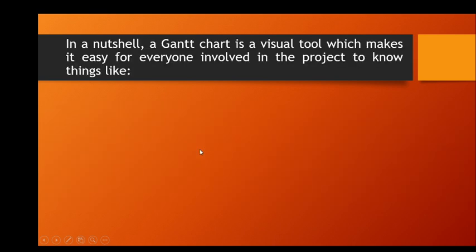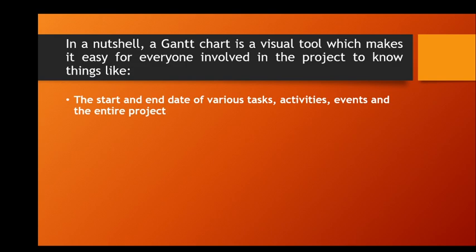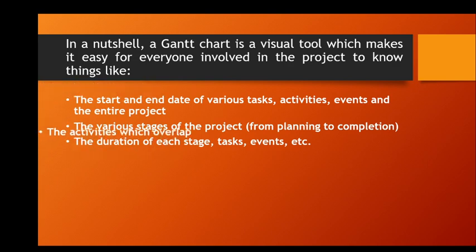Alright, so in a nutshell, a Gantt chart is a visual tool which makes it easy for everyone involved in the project to know things like, number one, the start and end date of various tasks, activities, events, or the whole entire project. Number two, the various stages of the project from planning to completion. So just by looking at the Gantt chart, you are able to see all this. Number three, the duration of each stage, the task, the events, etc. The activities which overlap.